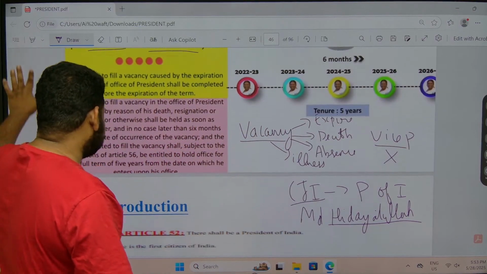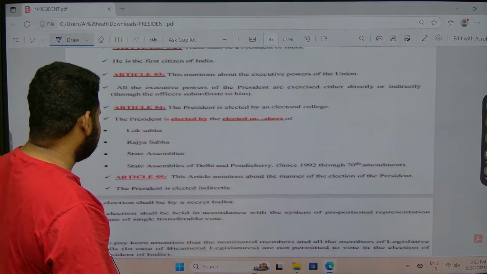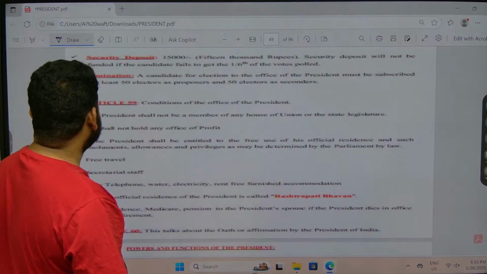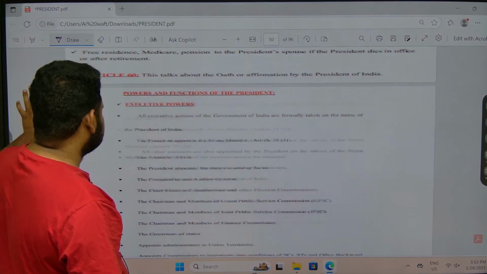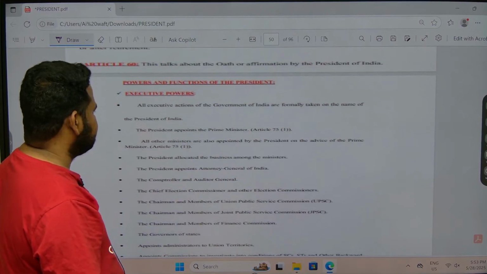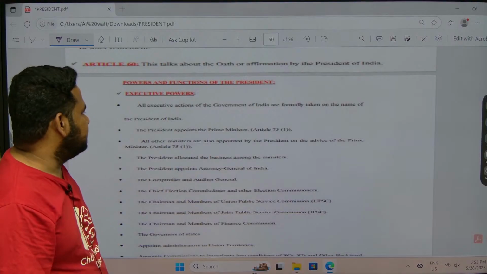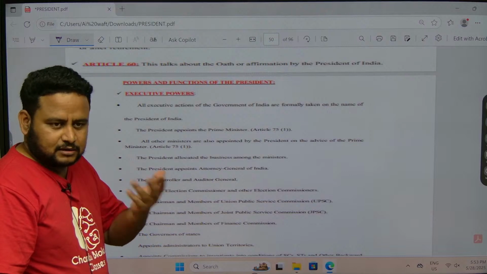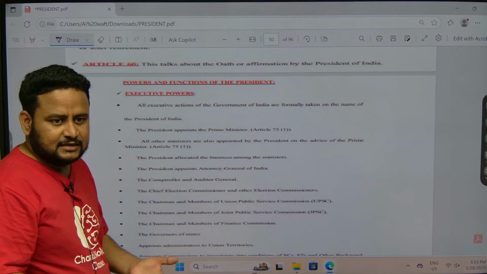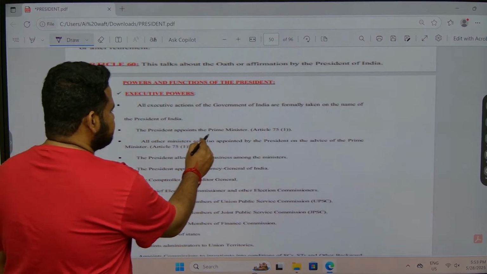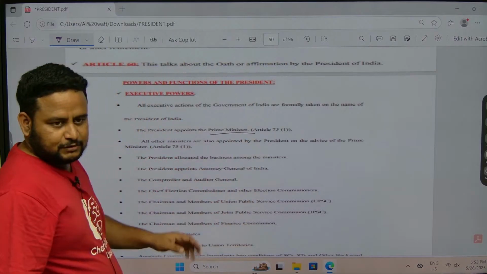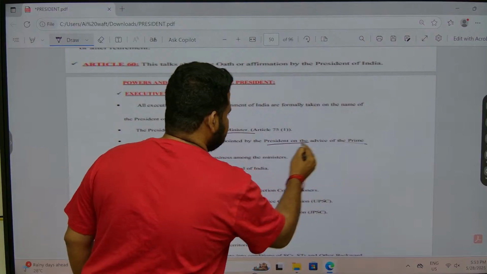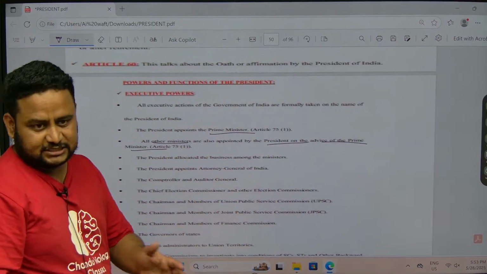Now we have to understand certain things. These are all the things which we already learned. Now you have to understand certain powers of the president, the executive powers. Executive powers means, as I told you, all the union executive actions are taken in the name of the president. That is, the president appoints the prime minister. All other ministers are also appointed by the president on the advice of the prime minister, which I already explained to you.